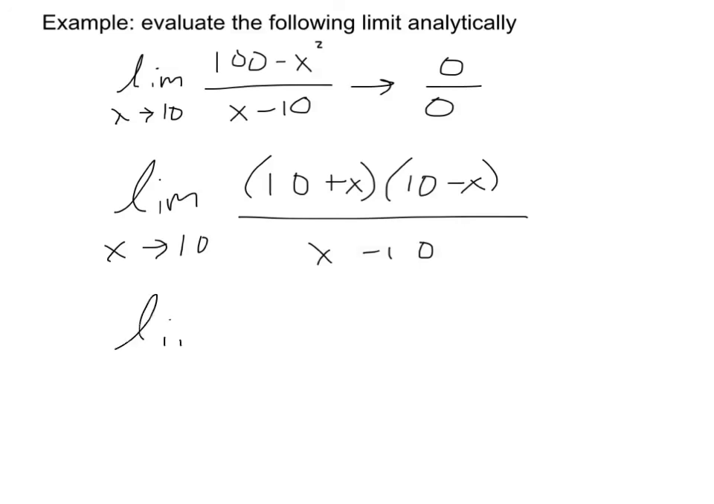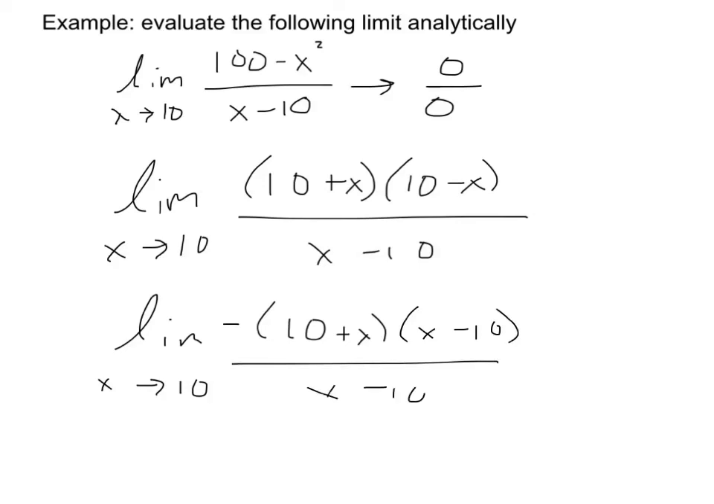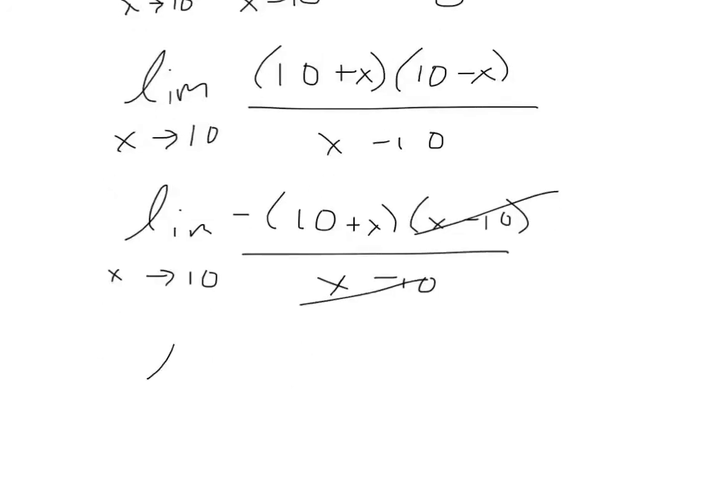So what I'm going to do here, I'll have the limit as x approaches 10 of 10 plus x. Then I'm going to factor a negative out of this one. I'm going to make this negative x minus 10 over x minus 10. Now we can see that these two factors will eliminate one another, and the limit that we have left when this simplifies is the limit as x approaches 10 of negative 10 plus x, which means when I plug 10 into that, I'm going to end up with negative 20.